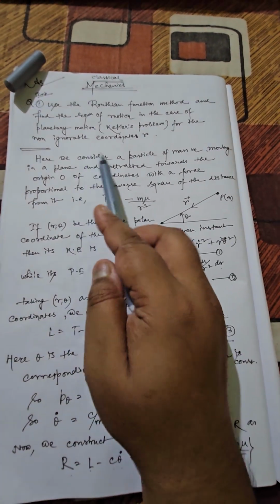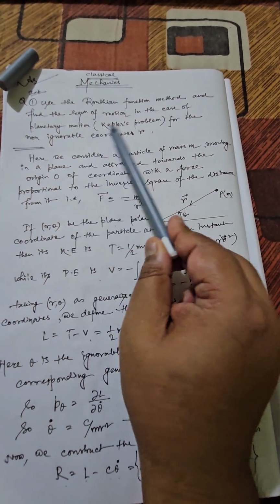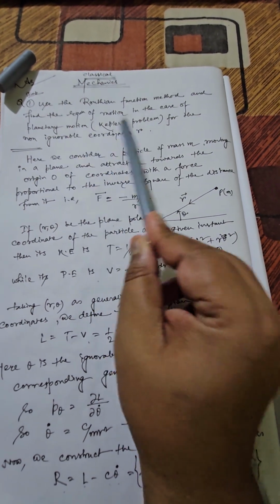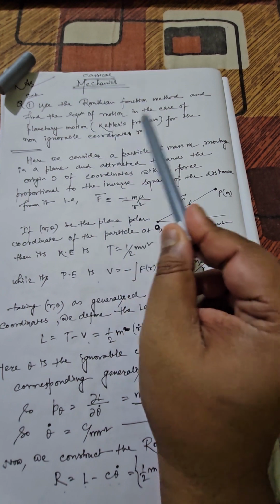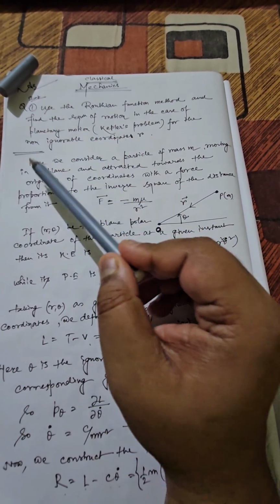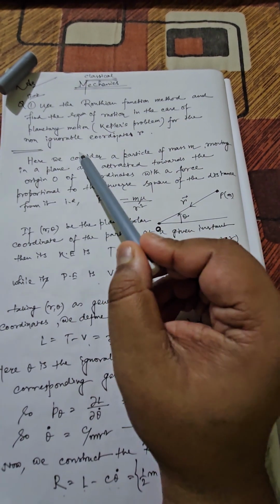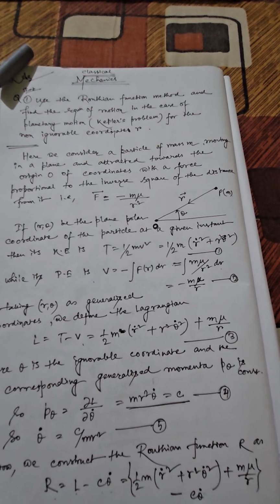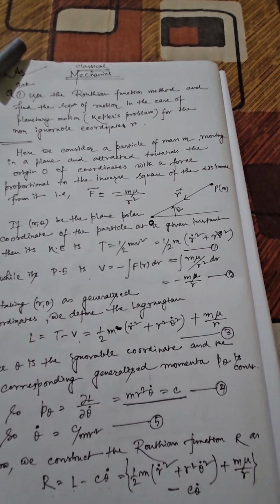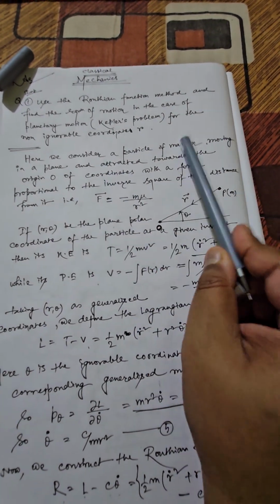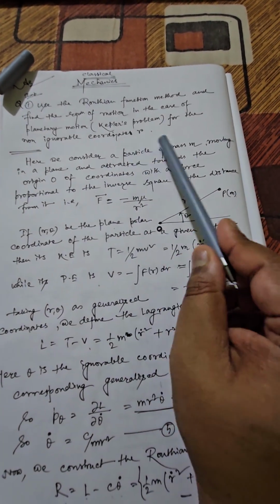In this video, let us discuss two very important problems related to classical mechanics, of which the first one is that we have to use the Routhian function method to find the equation of motion in the case of Kepler's problem, that is, planetary motion, obviously for the non-ignorable coordinate r. Now I hope you all know the definition of a cyclic coordinate or ignorable coordinate. So here we are going to discuss the equation of motion for the non-ignorable coordinate, that is r.